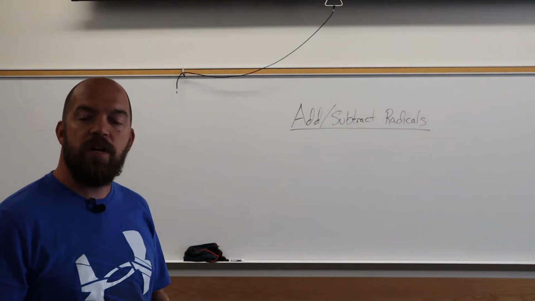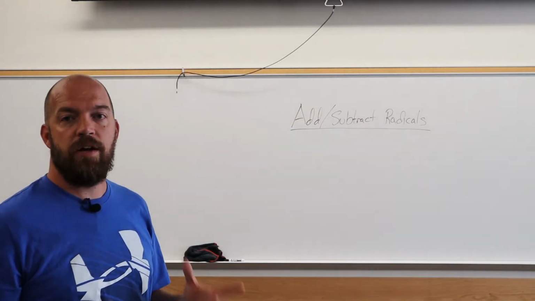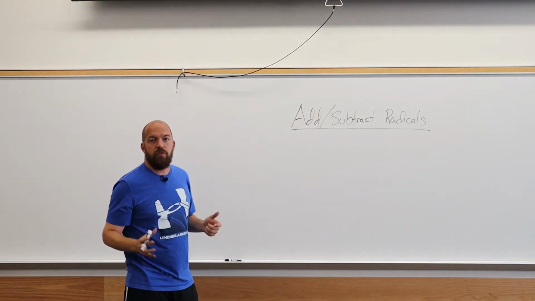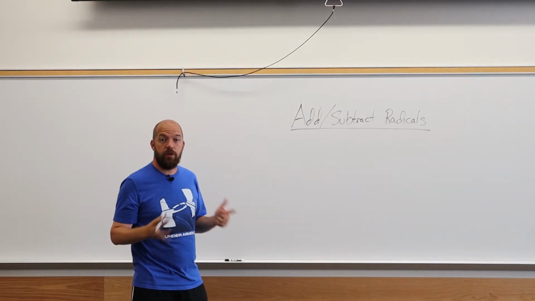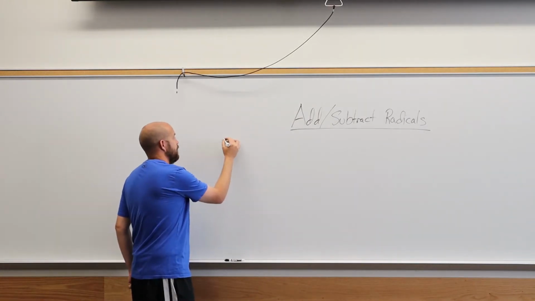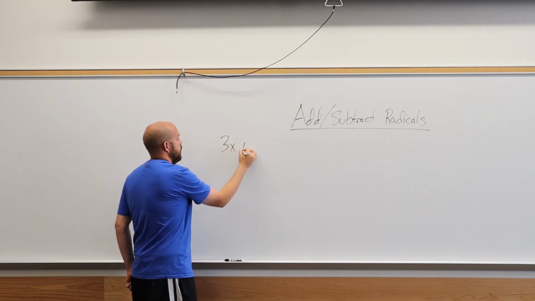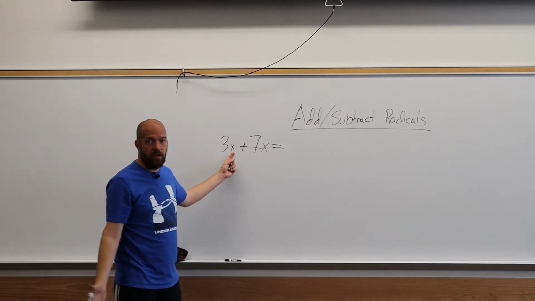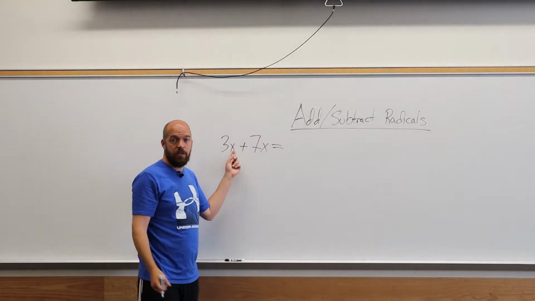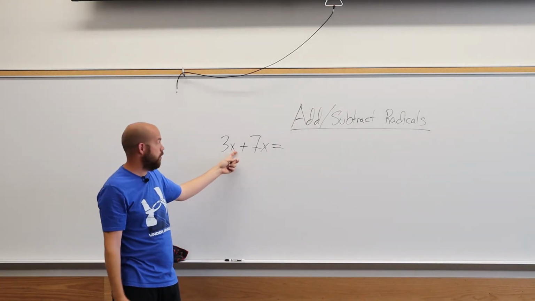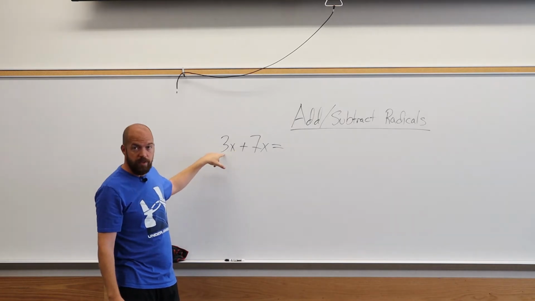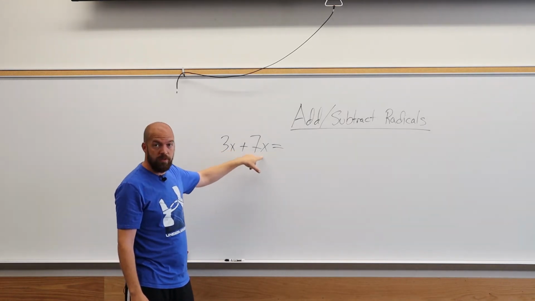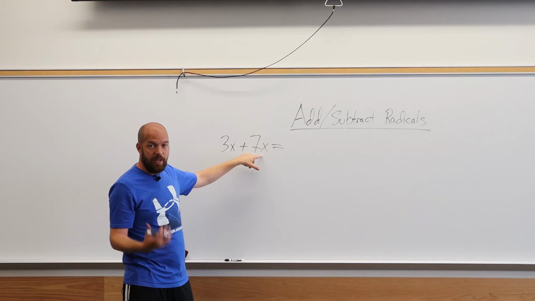This video is just a quick explanation on how to add or subtract radicals. You can think of radicals as having like terms. For example, if I have 3x plus 7x, x is an unknown. We don't know what it is. It could be cats, it could be dogs, it could be turtles. But I have 3 of these things plus 7 more of these things equals 10 of them.